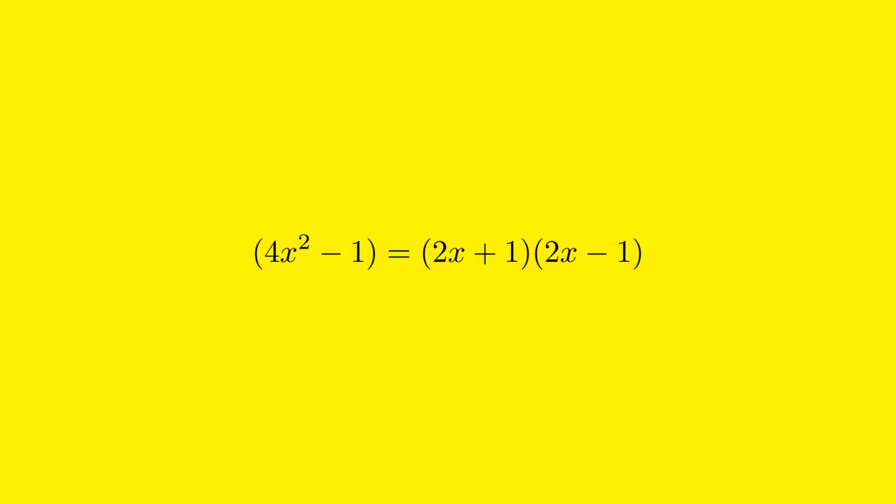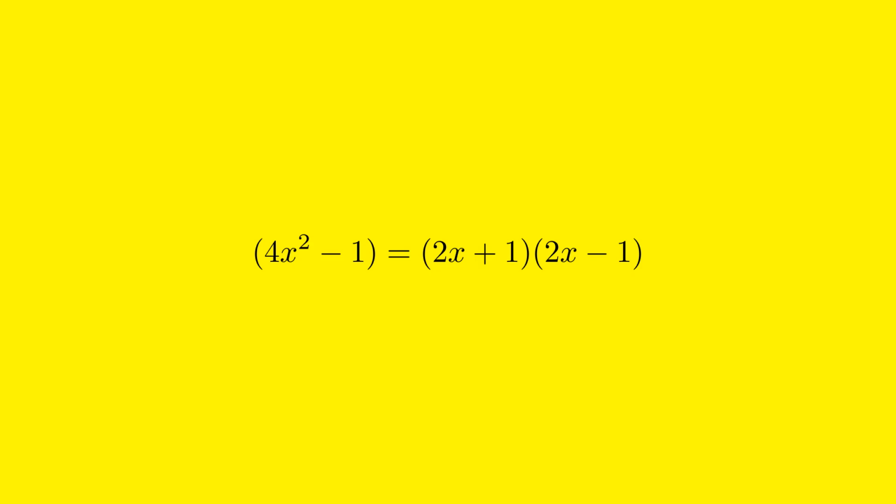A difference of squares is a special kind of polynomial that can be factored into two binomials. The form of a difference of squares is a squared minus b squared, which factors into (a plus b) times (a minus b). In this case, 4x squared is a squared and 1 is b squared.